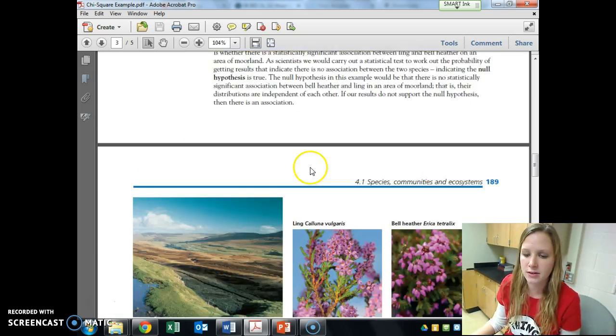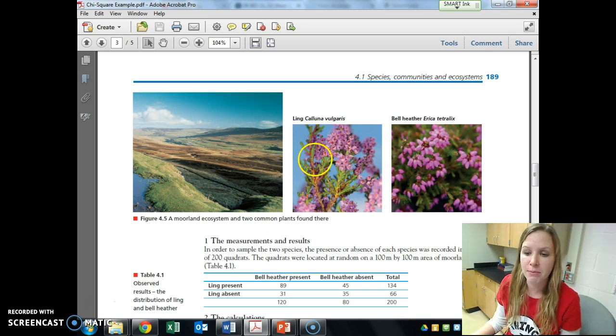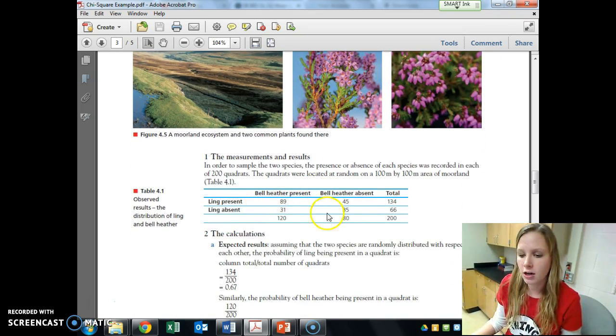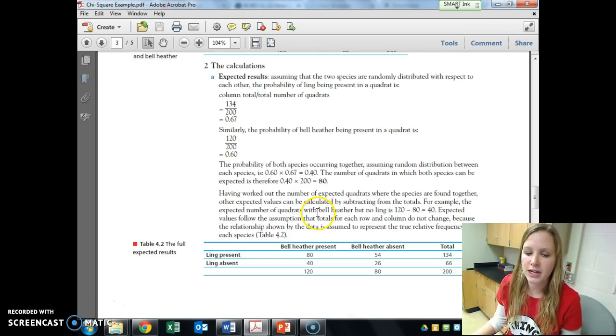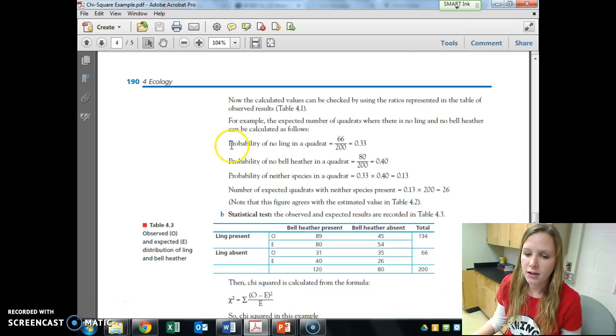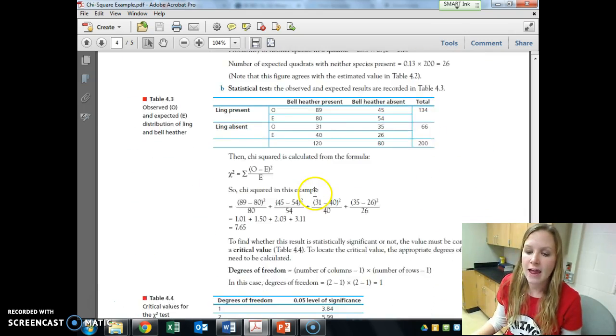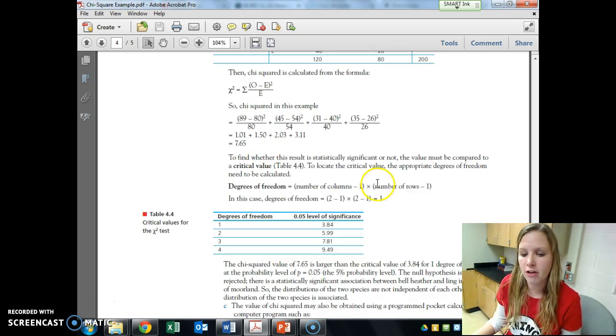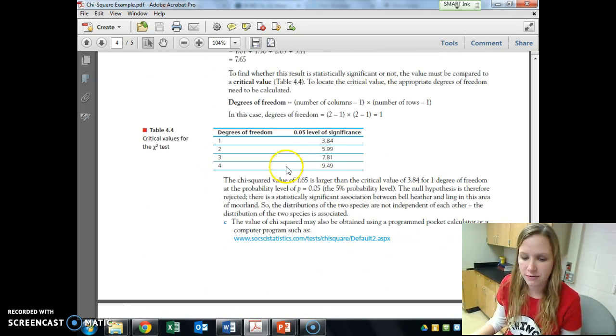Woohoo, that's awesome. It then gives you an example problem. So you're looking at the bell heather versus the ling, and you're kind of comparing and counting those two. Here, are they present or absent? You make your little table. You then calculate your results. It then tells you how to find the probabilities, and then the chi-square itself. Then calculate the degrees of freedom, read the table, and get an answer.